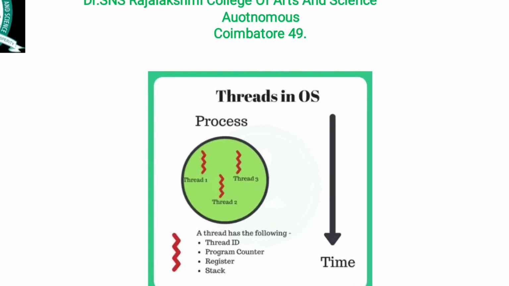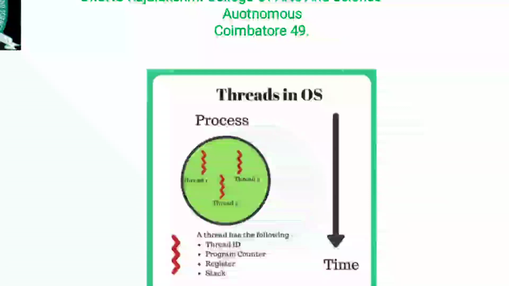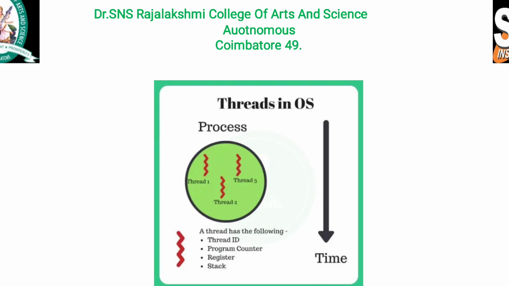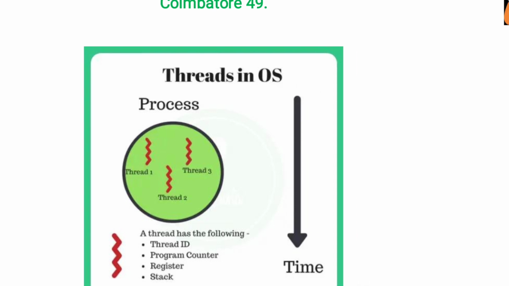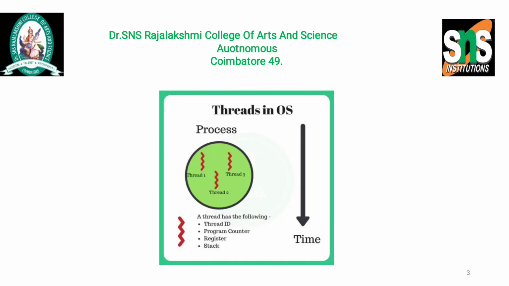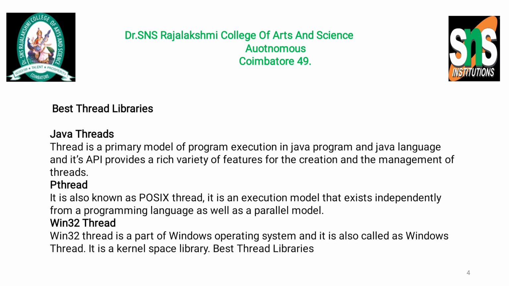This is an example of threads inside an operating system. The process can be divided into three threads: thread 1, thread 2 and thread 3. All the threads have a separate thread id, program counter, register and stack. With the help of these things we can identify the threads and the process count. Time denotes the execution time taken by the thread to execute on the system.